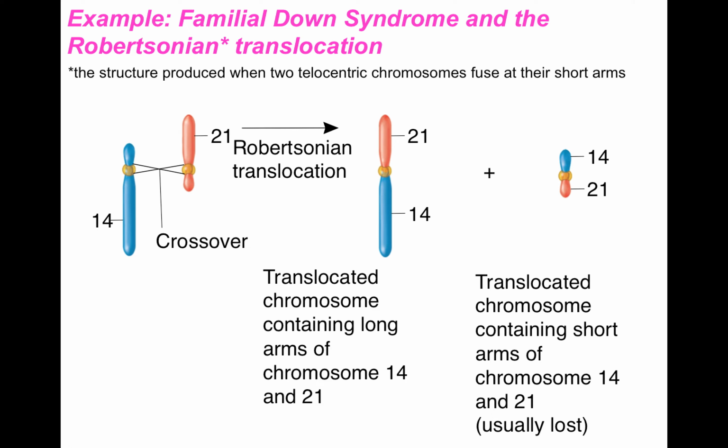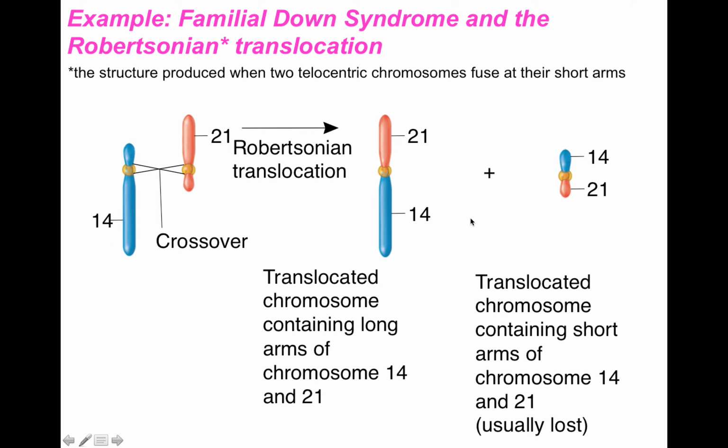Familial Down syndrome is an example of a Robertsonian translocation. A Robertsonian translocation is the structure that's produced when two telocentric chromosomes are fused at their short arms. So here we have chromosome 14, and you notice it has a very short P arm and a long Q arm, and the same for chromosome 21, a very short P arm and a long Q arm. If there's a crossover between them, you can end up with a chromosome that has the longest parts of both of these chromosomes, and then another chromosome that has the tiny little P arms of each chromosome.